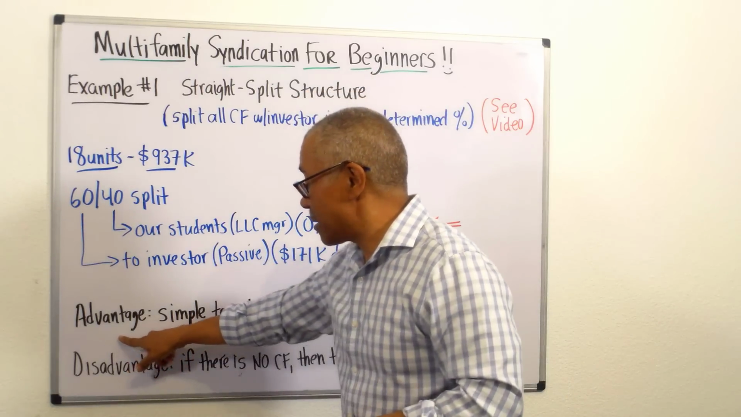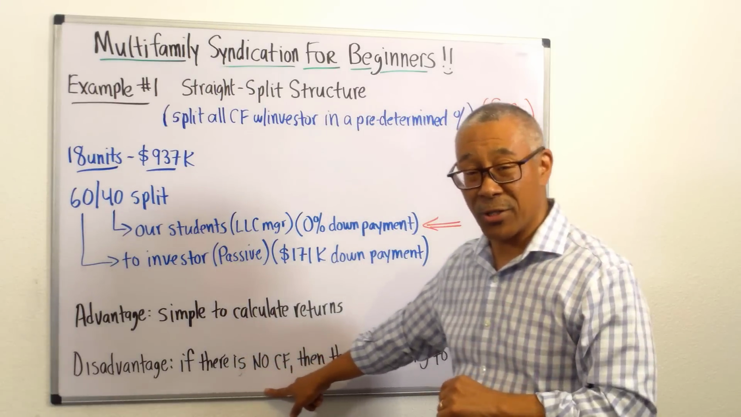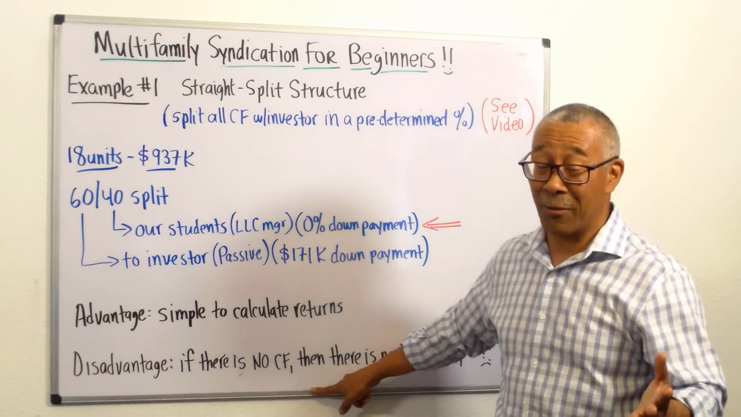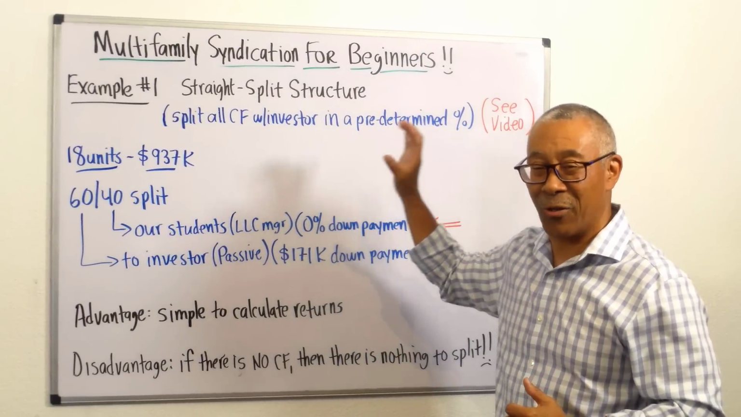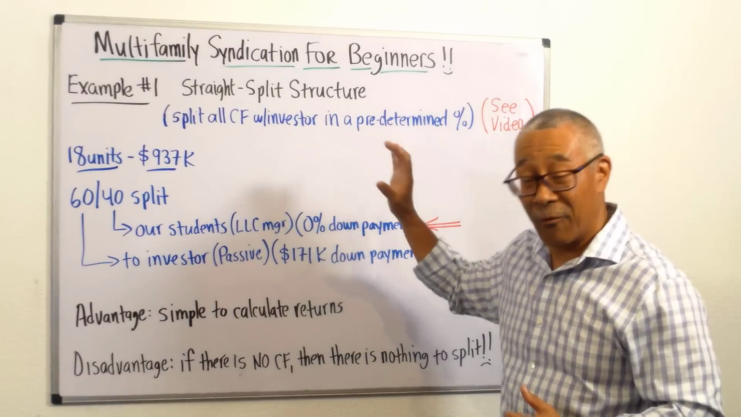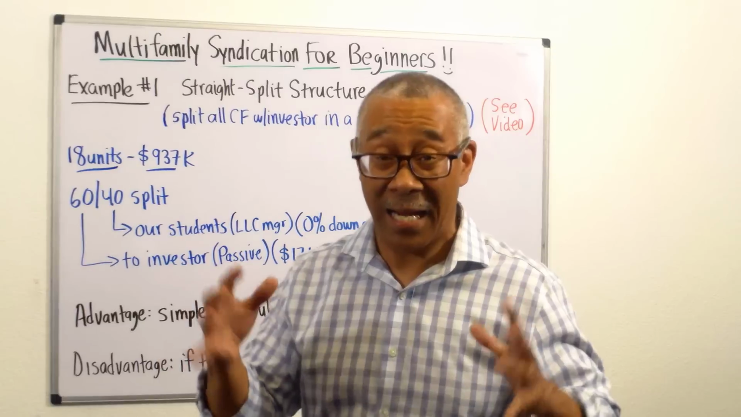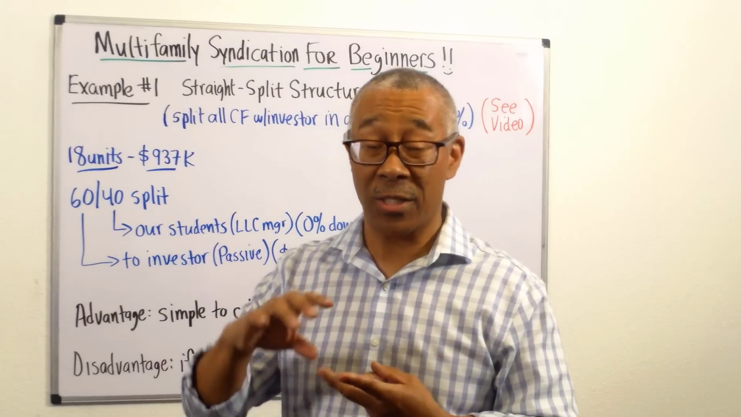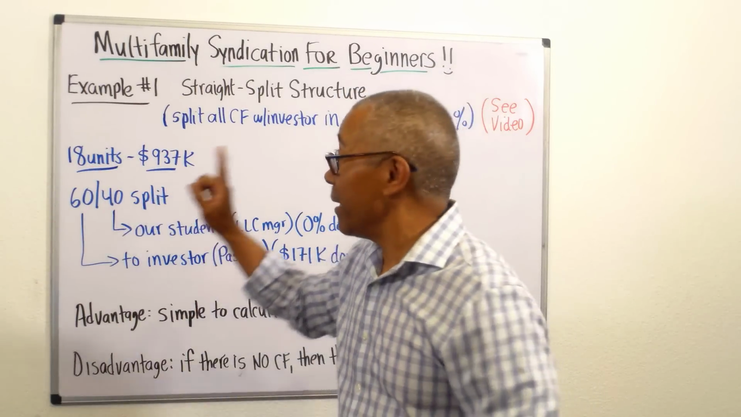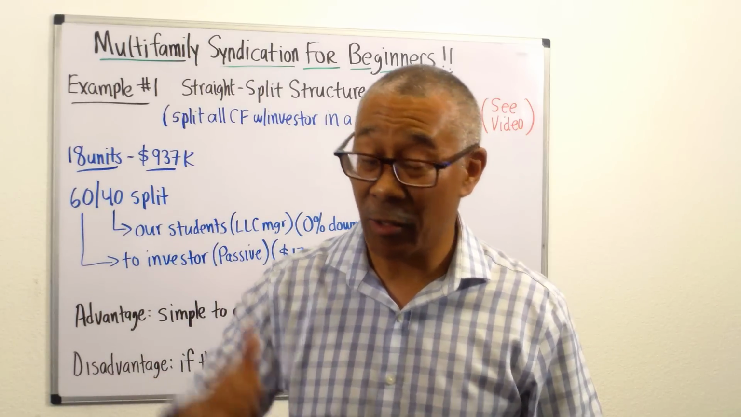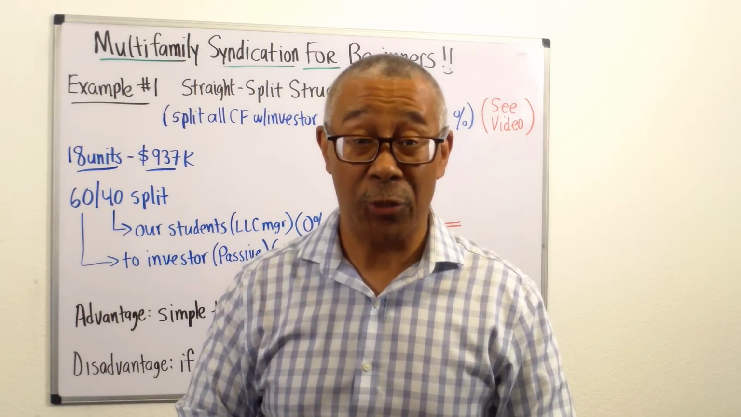All right, and that's the one advantage. It's simple. The disadvantage of the straight split structure is if there is no cash flow, there's nothing to split. So you have to make sure you know what you're doing here, and you underwrite and you calculate very well. At the end of this video, I'm going to give you some tips on how to make sure that you only do good deals and you know how to predict the returns on the deal. All right, that is example number 1. Great deal. Go watch the video. Let's move on to example number 2.